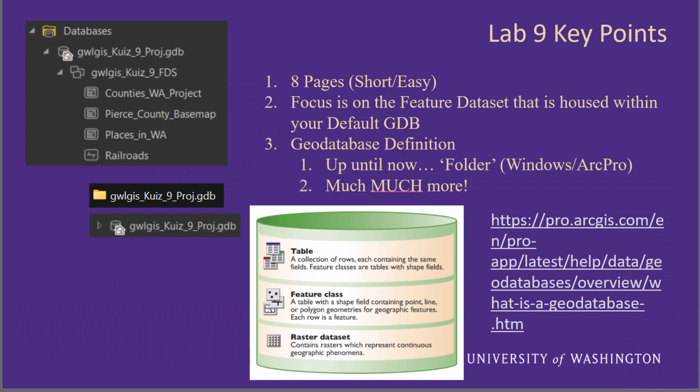Then you're going to switch gears to Lab 9 or Quiz 9. Quiz 9 or Lab 9 is all about feature data sets within the geodatabase. Up until now, you've utilized shapefiles, feature classes within a geodatabase, and of course the geodatabase. The geodatabase holds feature classes, as you've done. They also hold things called feature data sets, which you're going to start utilizing in this lab. They also hold rasters, as you've done in previous labs.